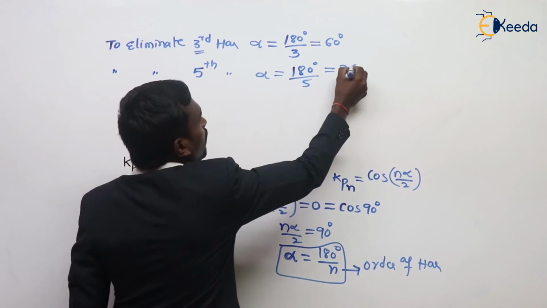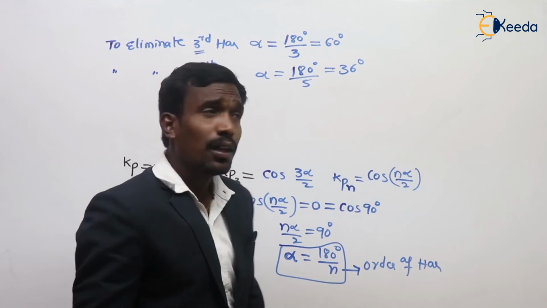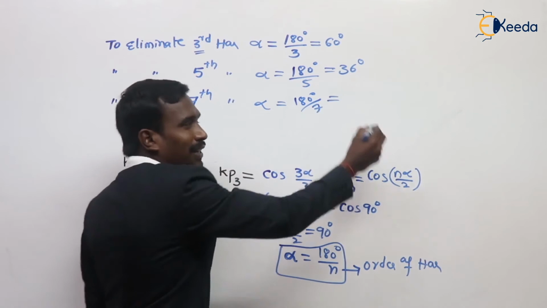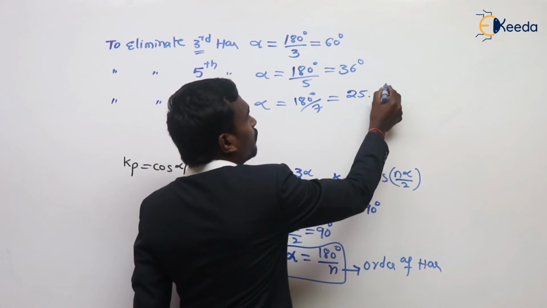Are you okay? Now, I want to eliminate seventh order harmonics. Then what is alpha? Calculate it fast. 180 by 7. Who will give the answer? Very good answer. 25.5 degrees.